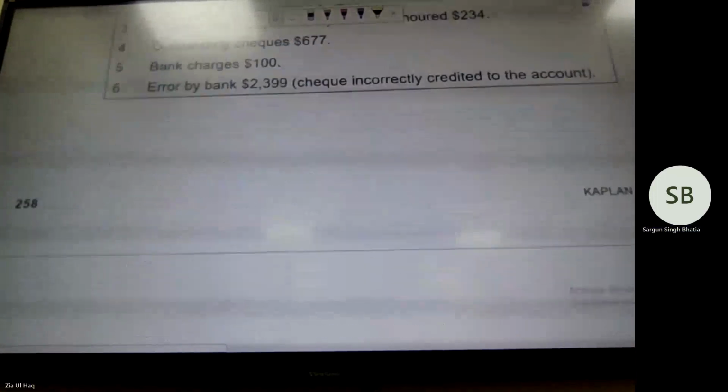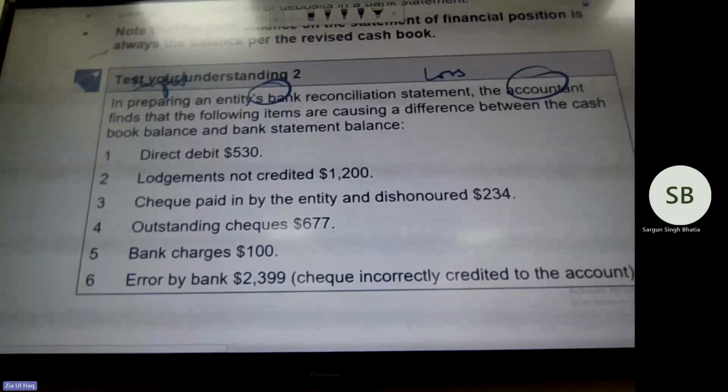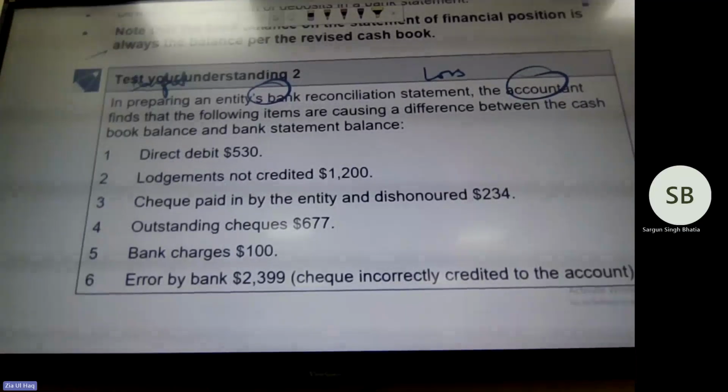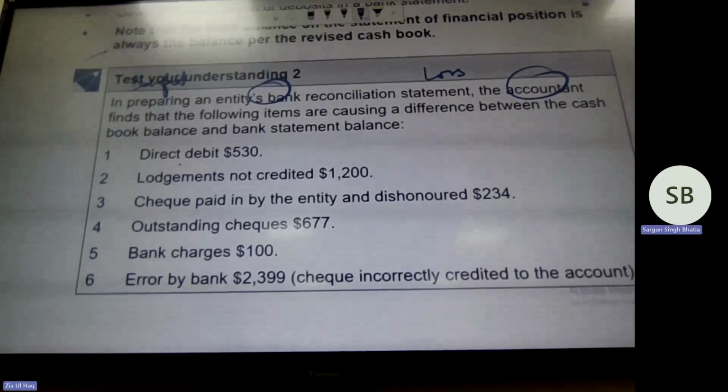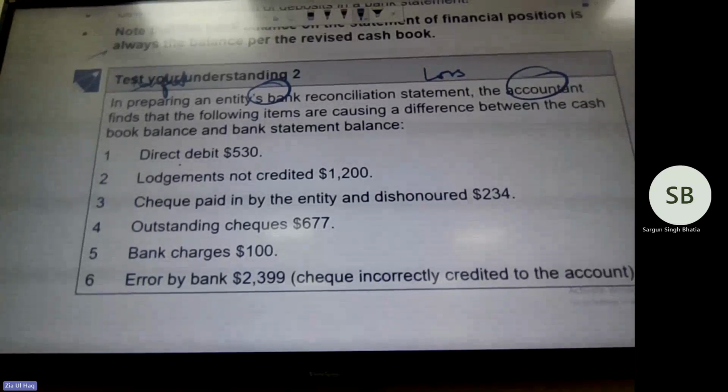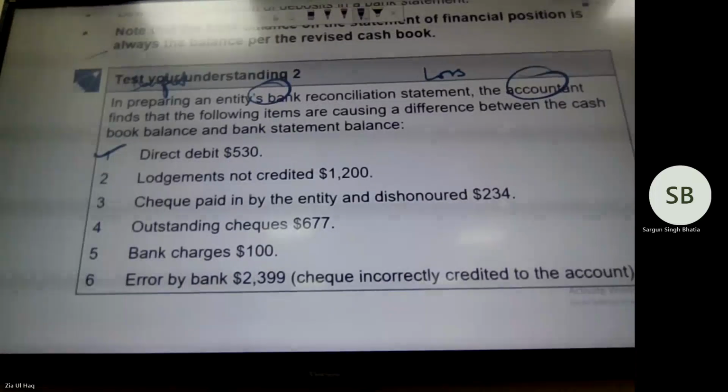Okay, so direct debit 530 means a debit in our bank account. When we are aware of debit or credit, it is relating to the bank. So if there is a direct debit, a withdrawal from our bank account, is that unpresented, uncredited? No. Is that a bank error? No. So this should be recorded in our cash book, because this is our mistake. If there is a direct debit, we need to record a credit in the cash book.